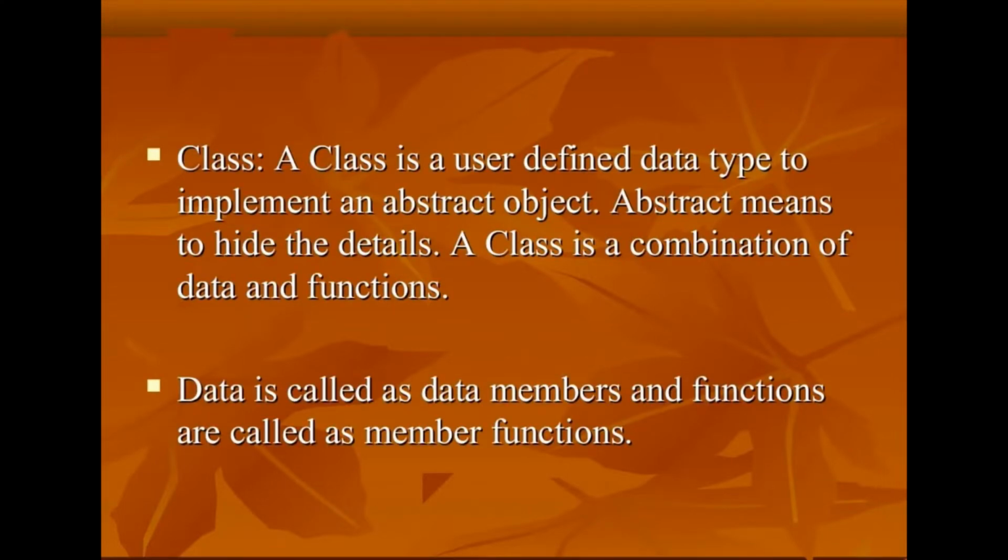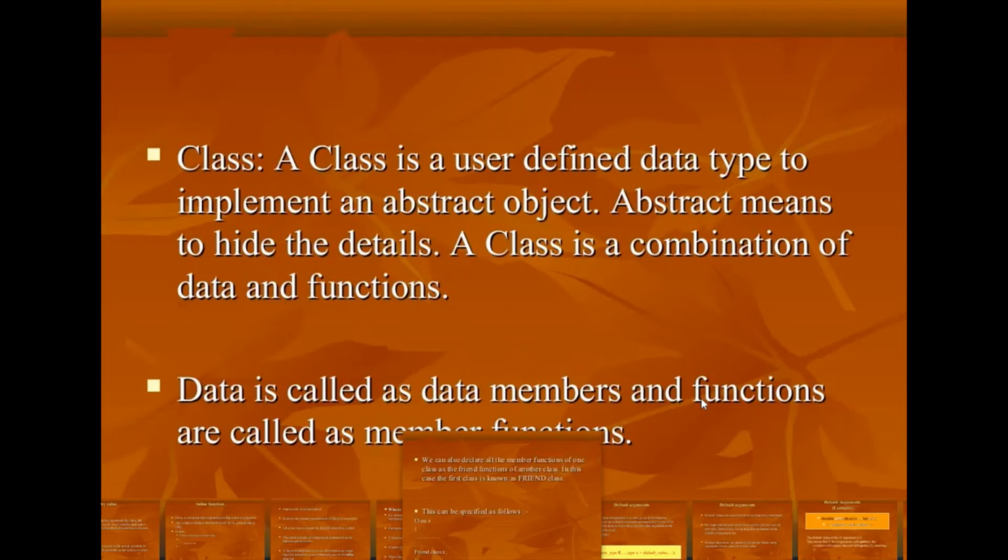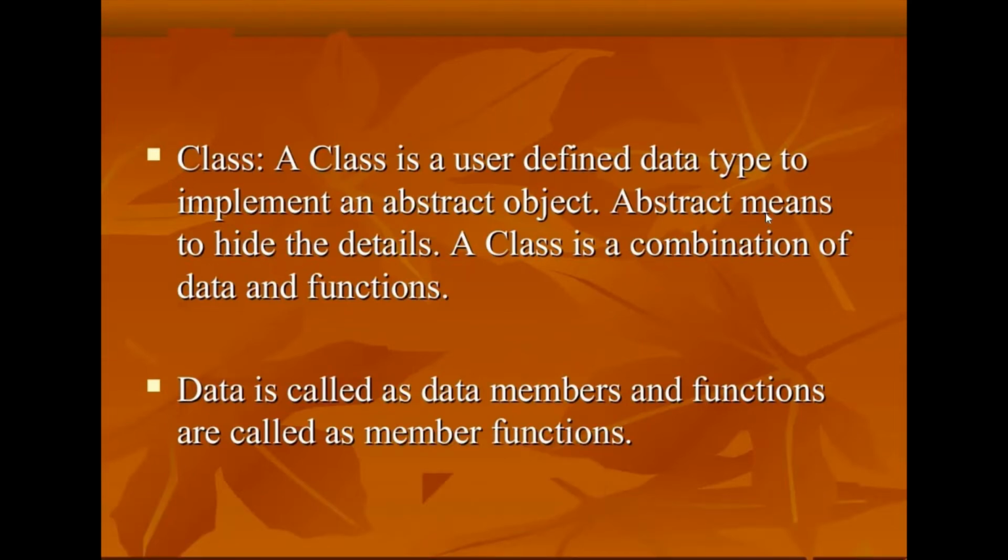You can see what is a class. It is a user-defined data type to implement an abstract object. Abstract means to hide the details. A class is a combination of data and functions, which are called data members and member functions.